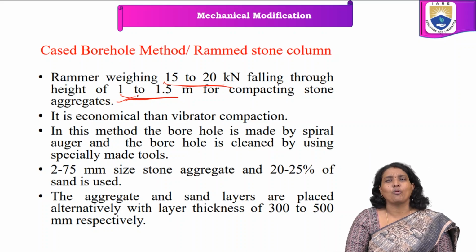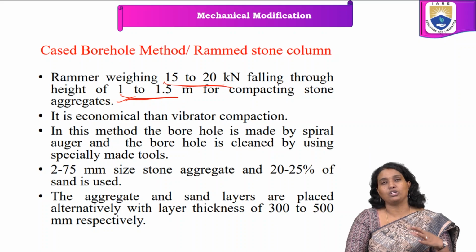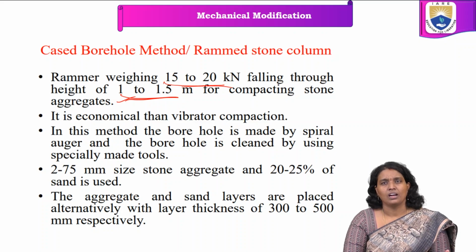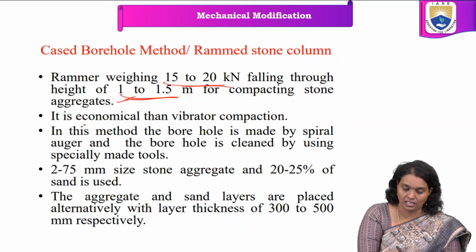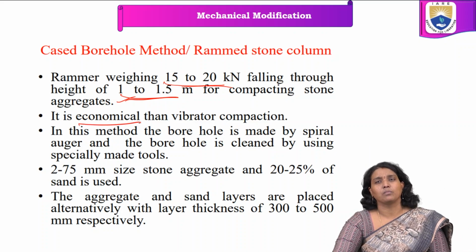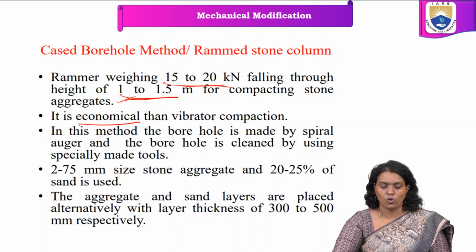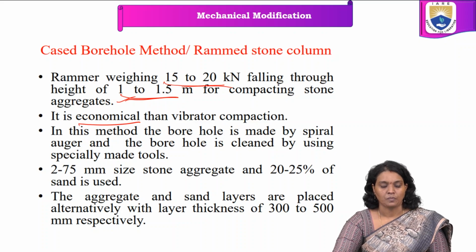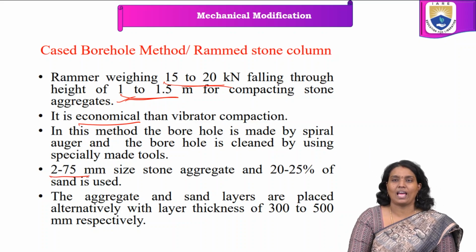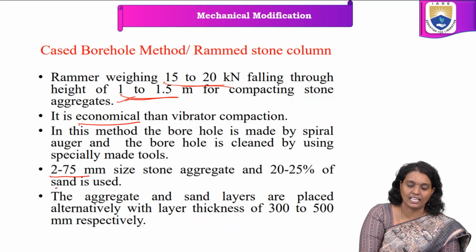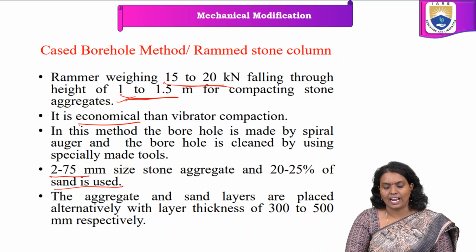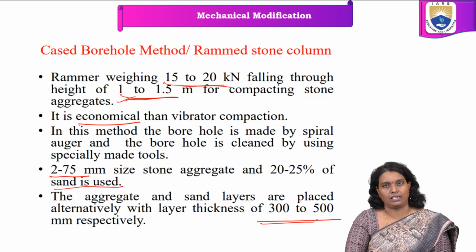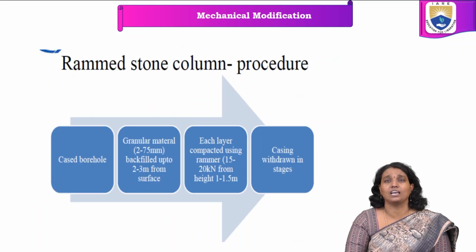It is more economical than vibrator compaction. In vibrator compaction the machinery is very huge, so compared to both, the rammed stone column is more economical. In this method, the borehole is made by a spiral auger and cleaned using specially made tools. A stone aggregate of 2 to 75 mm size and 20 to 25% of sand is used. The aggregate and sand layers are placed alternately, with layer thickness of 300 to 500 mm respectively.